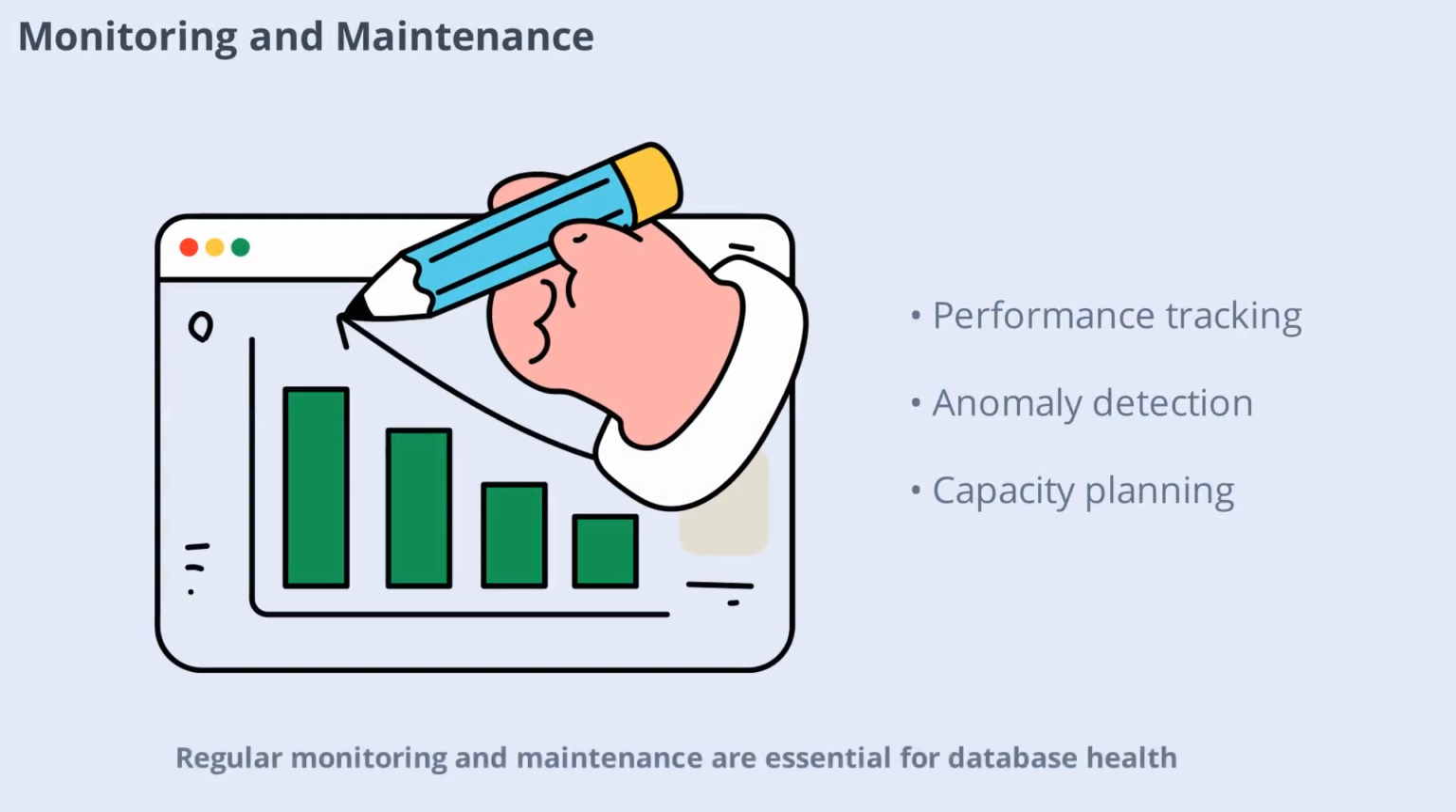Regular monitoring and maintenance are essential for database health. Use monitoring tools to track performance, detect anomalies, and plan for capacity upgrades. Scheduled maintenance tasks such as updating indexes and cleaning up old data help prevent issues before they impact users. Both cloud and on-premises databases benefit from proactive management to ensure reliability and efficiency.